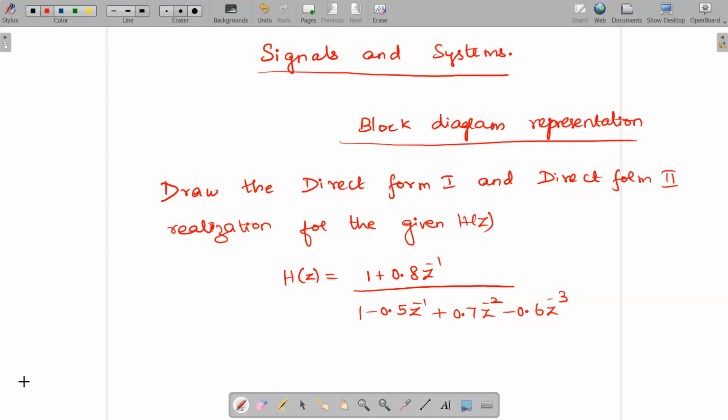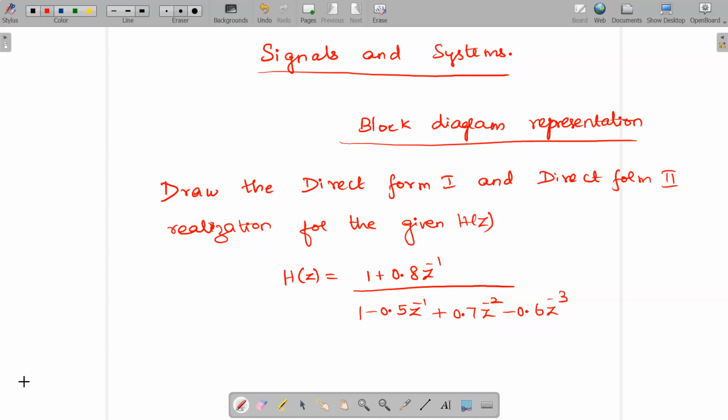Today we are going to discuss block diagram representation for the given H(z). We need to draw the direct form 1 and direct form 2 realization for the given H(z). H(z) is given by (1 + 0.8 z^-1) divided by (1 - 0.5 z^-1 + 0.7 z^-2 - 0.6 z^-3). For this given H(z), we are going to draw direct form 1 and direct form 2 realization.